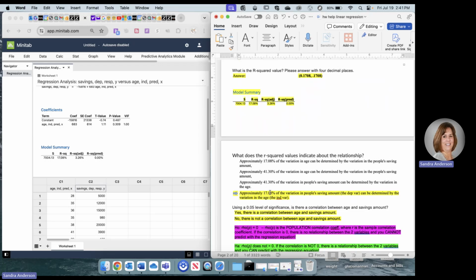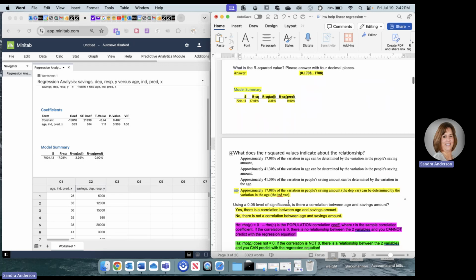What that percentage indicates is that only that percent of the variation in the dependent variable can be determined by the variation of the independent variable. That means a very low percentage of the variation in your savings amount can actually be determined by your age. So that is the importance of the R squared.